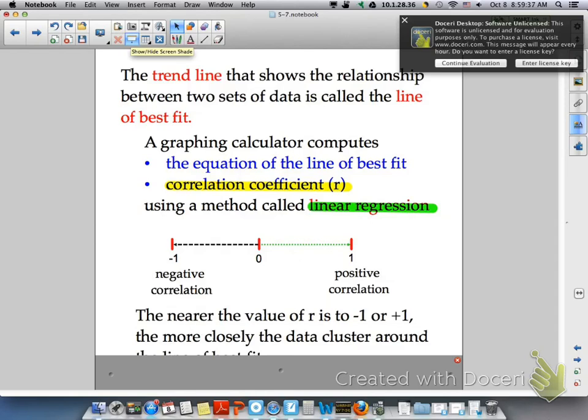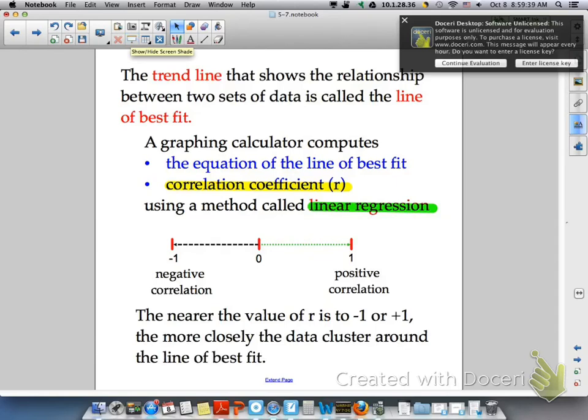Okay? So the nearer the value of R is to -1 or +1, the more closely the data is clustered around the line of best fit. Does it make sense?